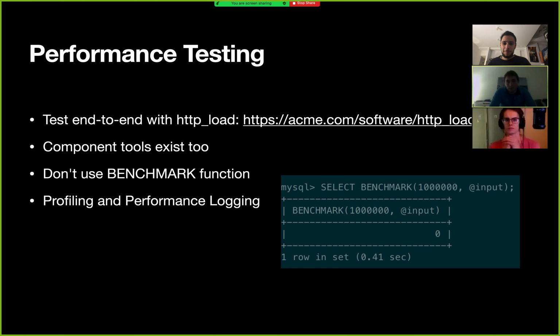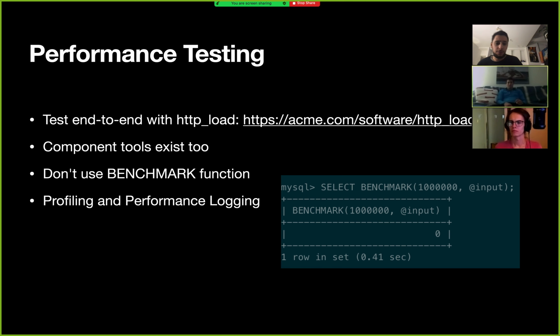And so there are some tools to test it end to end. Usually you use something that tests it using HTTP. There are component tools as well, that test more individual parts at a time. MySQL comes with a benchmark function, but as you can see here, we can't actually see what my input is, but you can just imagine it's a query.